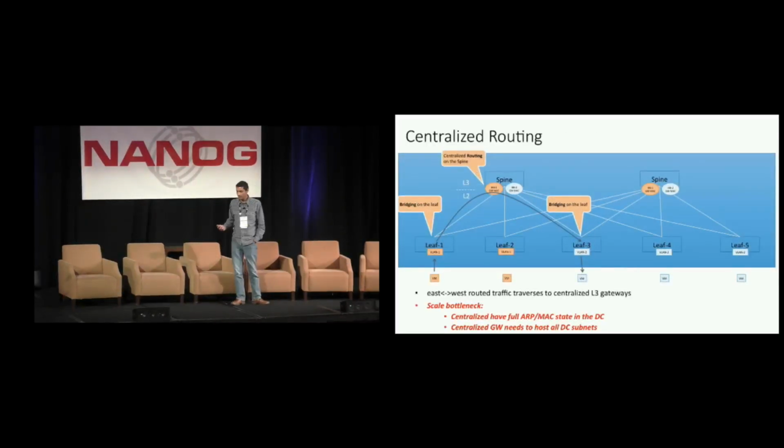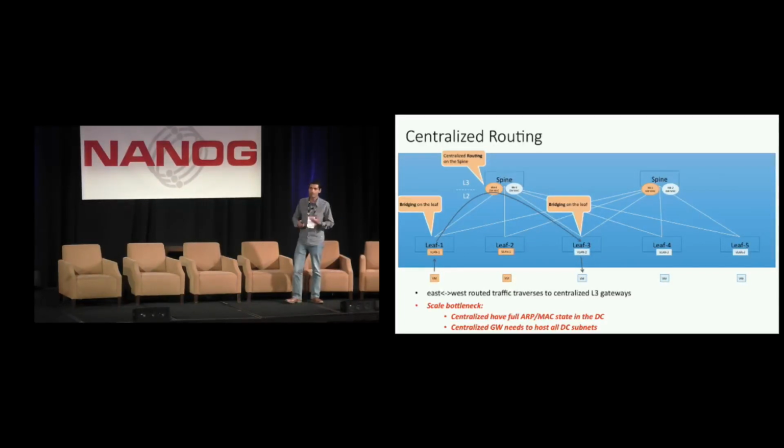So centralized routing mimics more of a traditional routing architecture in a data center, where your data center predominantly is a layer 2 fabric. Most of the devices are layer 2 devices, and all the leaves are pure layer 2 gateways. And any inter-subnet traffic that has to be routed across subnets or across VLANs is routed on a centralized gateway. So what this means is that all the layer 2s within your data center have to be stretched all the way to the centralized gateway.